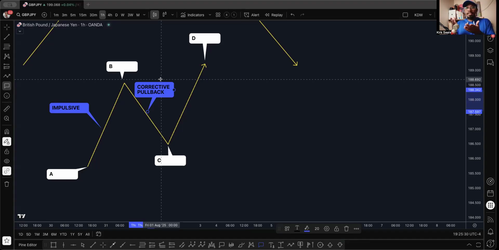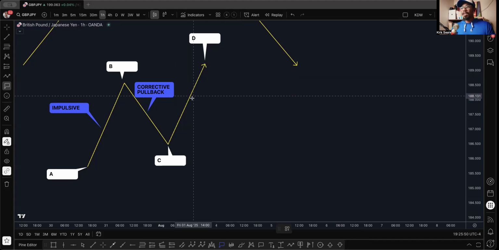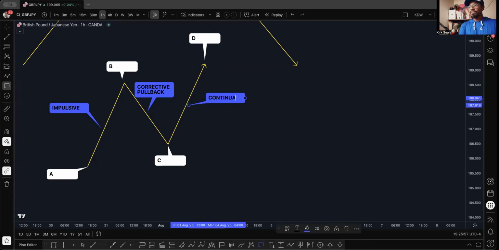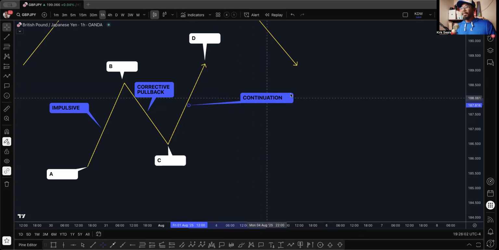So these markets move the same way. Money moves the same way. The impulse says, hello, I'm here. I feel like I want to do something. When the pullback happens, that's the correction. You get some momentum happening. The pullback says, all right, I'm going to get back here. And then C to D, this is the money phase, right? This is the continuation. This is where we make the money.